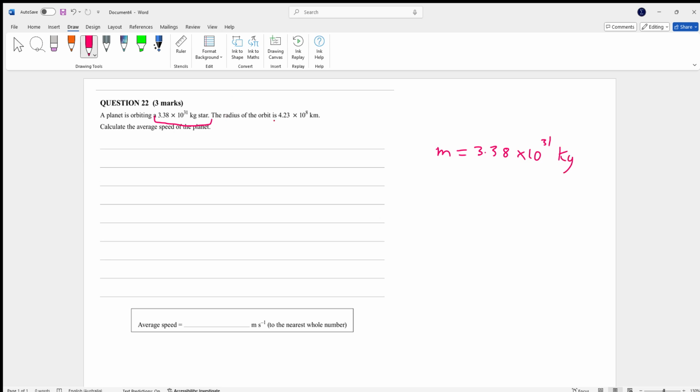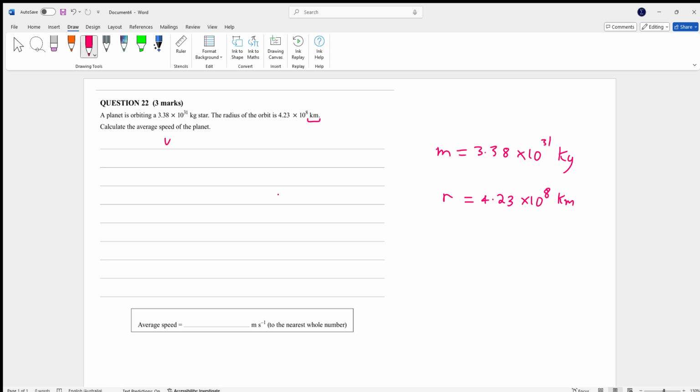Now we're also given the radius, okay, at which it's orbiting. Now notice it's in kilometers, okay. We will need to convert that a bit later to make sure it is in SI units. They did that on purpose, okay. Now we are after the average speed of the planet. So we're talking about velocity here.